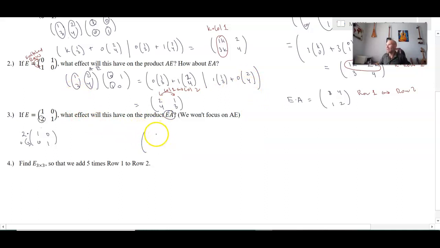To do EA, we'll take 1, 0, 2, 1, and we'll multiply it by our A matrix, 1, 2, 3, 4. Okay, so in this first addition here, we'll have 1 times 1, 2, plus 3 times 0, 1. And in the second column, we'll have 2 times 1, 2, plus 4 times 0, 1.